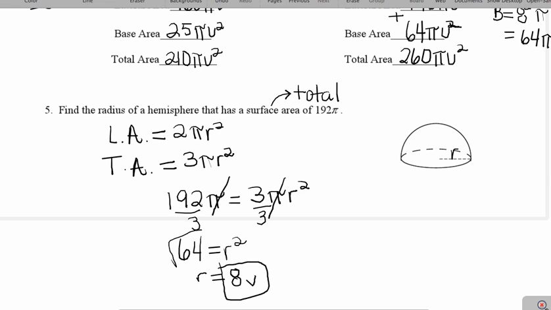So hopefully now you have a better idea of how to use these surface area formulas on circular solids. Bring any questions you have into class the next day.